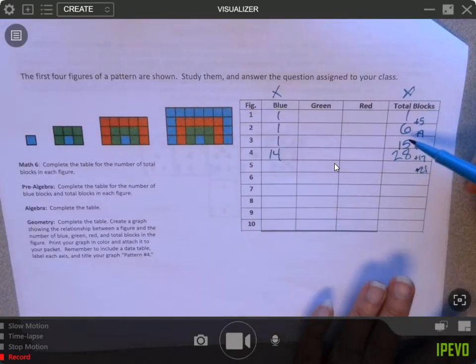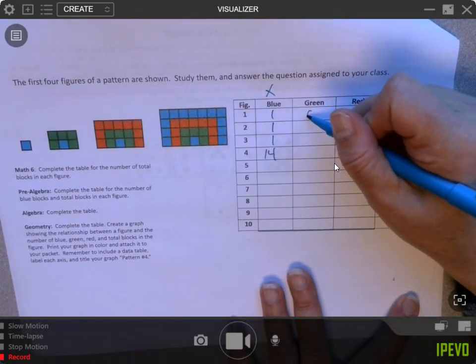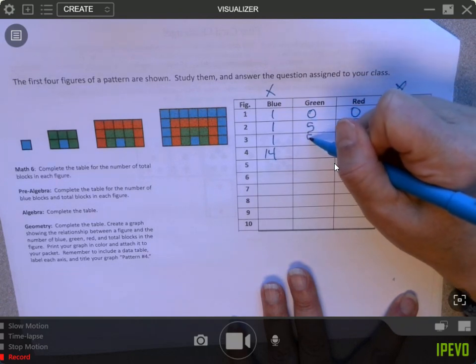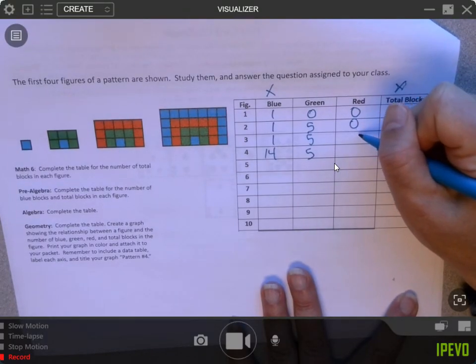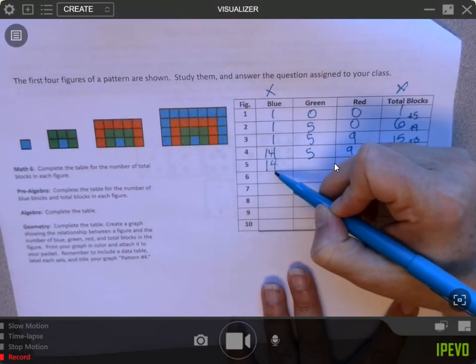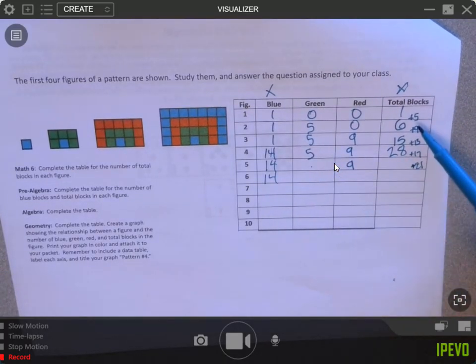Okay, so you can fill in this total blocks. You can follow that pattern. Now, because I didn't want to have to go through to try to find all the rules, I actually filled in the green and the red columns also. So here's 0, 0. This one was 5. I know that it goes every third one. This is a 0. This is 9, 9, 9. I know every third one it's going to increase, so I could fill in for the blue and for the red. I can fill in for my total blocks.